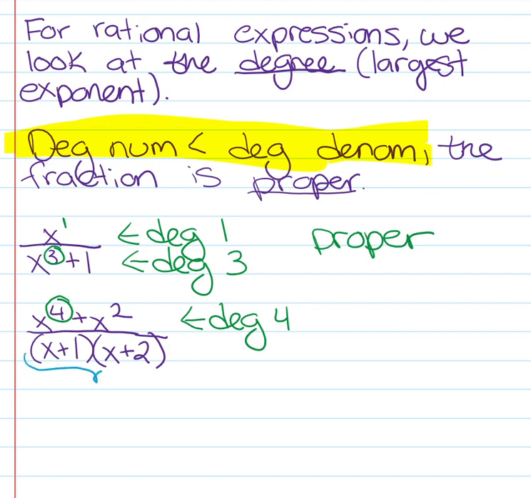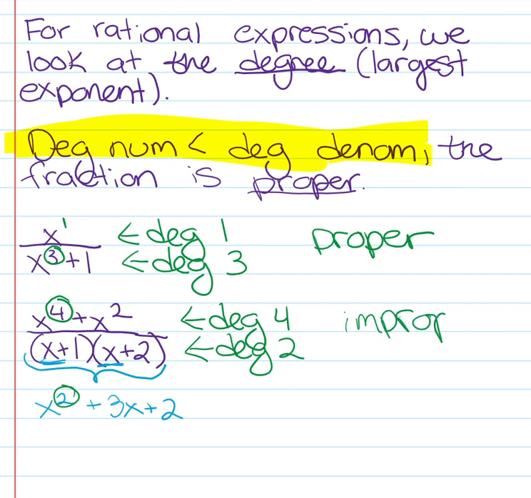The good news is we know how to rewrite this by multiplying it together. We don't even care about the whole thing. We just need the biggest exponent. So think about if we did x times x, what would that give us? x squared. So the degree of this is 2. Then you could do the rest. I'm going to do it just so you can see it. So plus 3x plus 2. But again, we just care about the degrees. If it's bigger on top, it's improper.